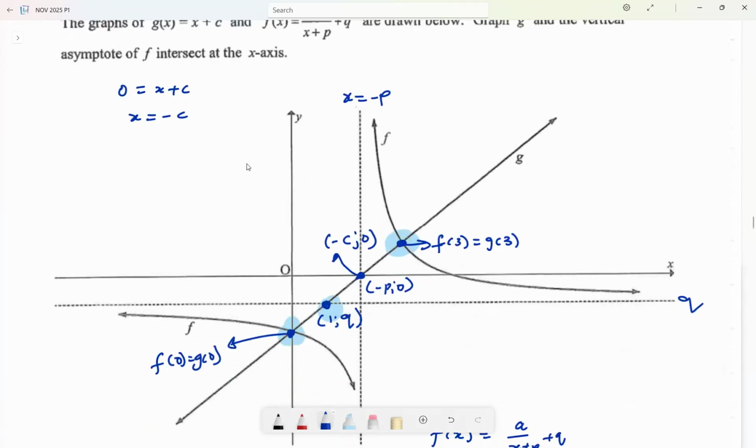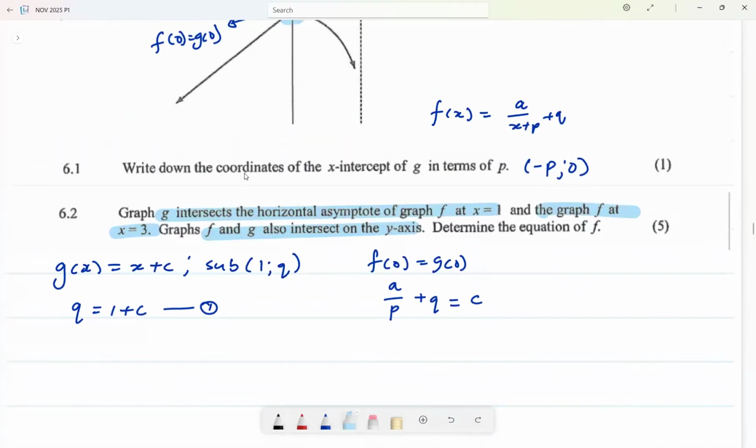But they asked me to write it in terms of p. But now, can you see these values should be the same? It means negative p is equal to negative c. So in place of p, I can just substitute c. Take note that this coordinate can be rewritten in terms of c as negative c and 0. So if negative p is equal to negative c, it means p is equal to c. Okay, this is very important to notice.